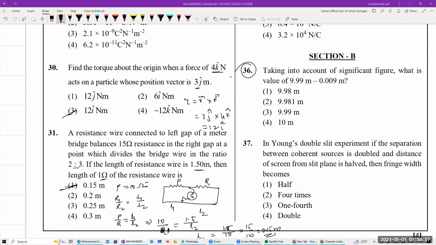Taking into account the significant figure, what is the value of 9.99 meters minus 0.009? क्या होगा बताइए? 9.99 minus 0.009. Your answer should always be in the least number of decimals, beta. You should report it to the least number of decimal places. So the answer should be equal to how much? Already हम लोग एक से दो बार कर चुके हैं इसके अंदर.